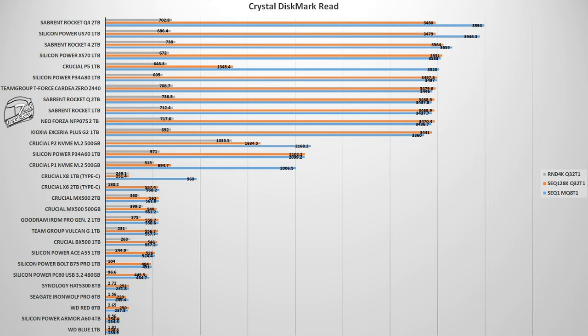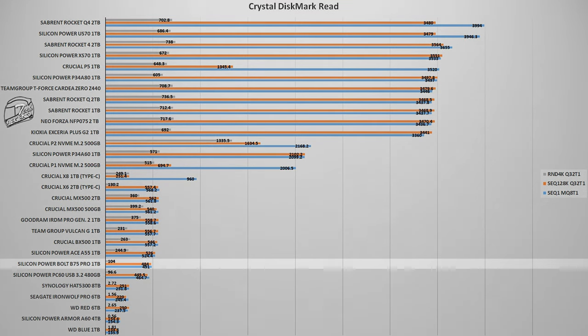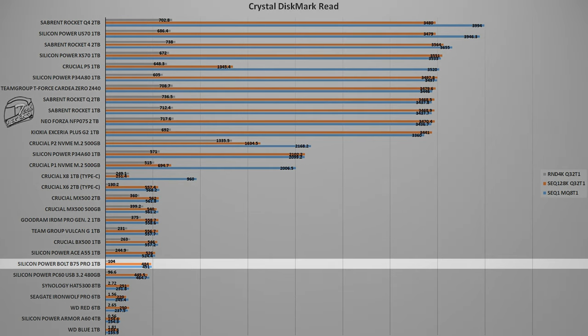The first test is CrystalDiskMark, now at version 8. This benchmark is widely used for all types of storage devices, from SSDs, SD cards or USB flash drives. It's free, easy to use and gets frequent updates. And in this test, the SSD is consistently behind the Silicon Power Ace A55 1TB. And from the looks of it, the same SSD.